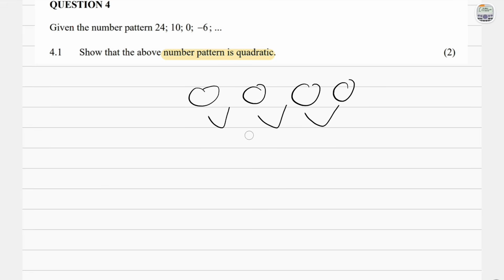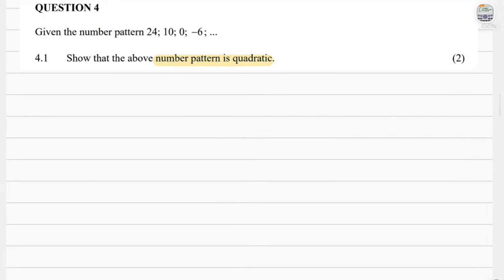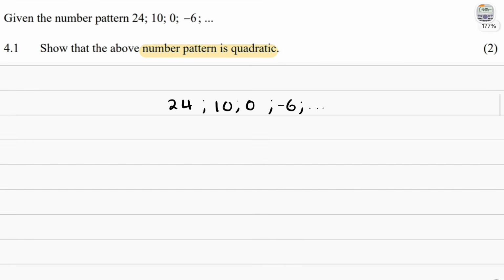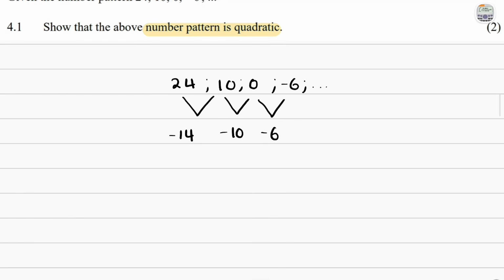So if we can show them this, then we will know that it is quadratic. So let's write down our pattern first. Negative 6 minus 0 just stays negative 6. Then 0 minus 10 is negative 10. And then 10 minus 24 is negative 14. That is our first difference.